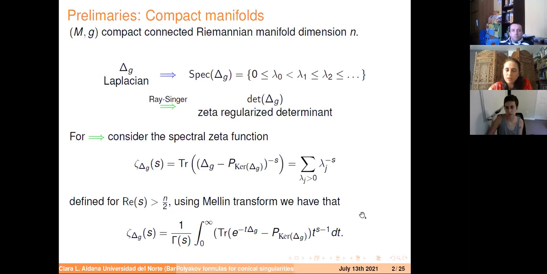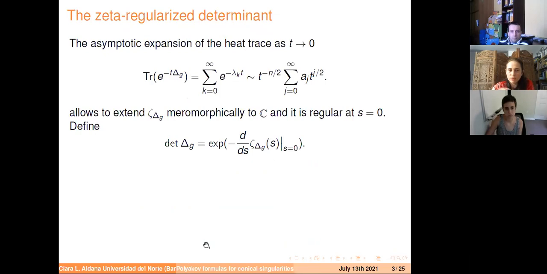Using the Mellin transform, the spectral zeta function can be written in terms of the trace of the heat operator. In this form, we have 1 over gamma of s, and then the integral between 0 and infinity of the trace of the heat operator times t to the power s minus 1. This is the form we are going to use. Using the asymptotic expansion for small t of the heat trace, we can extend this function meromorphically to the complex plane.